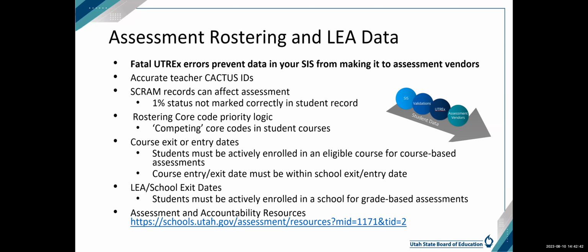We use SCRAM record details, particularly 1% status, to roster students to DLM assessments. That's the alternative assessment we give to 1% students. An inaccurate indication in that 1% status can cause a student to be rostered for the wrong assessment. They might be rostered for RISE instead of DLM, or the other way around, they'll be rostered for DLM and not the appropriate assessment.